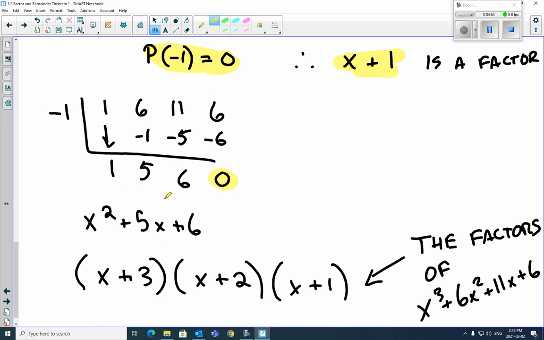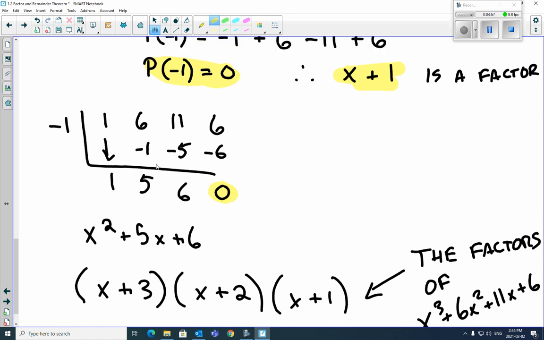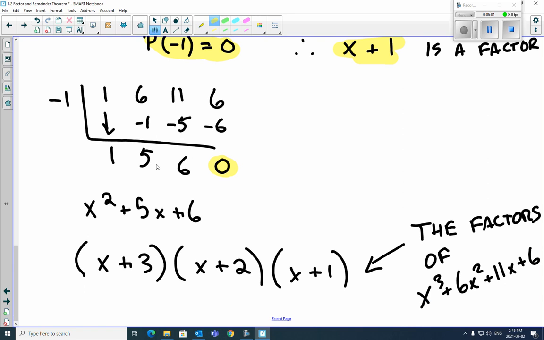Now, this 1, 5, 6, what does that tell us? Well, we know that the original was an x cubed, a cubic, so we know it has to be an x squared. It's one less down. So it's x squared plus 5x plus 6. Now, this should look familiar. This is back in grade 11 when we had trinomials and we factored them. So this one here factors into x plus 3 and x plus 2. But don't forget your original one, the x plus 1. We end up with 3 binomials.